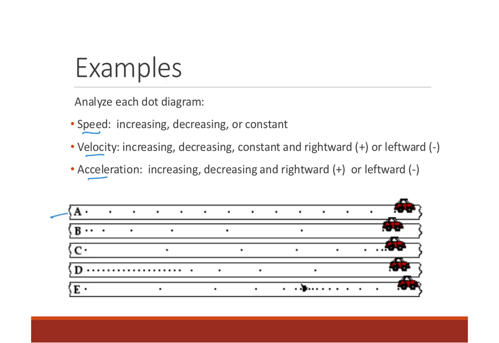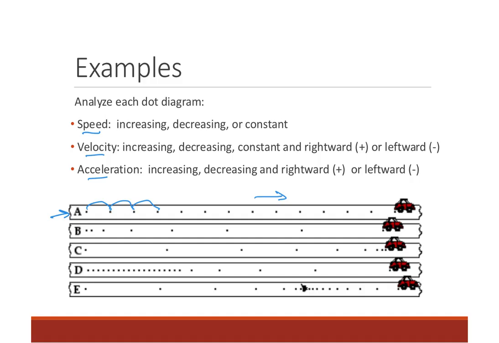So looking at our first one, at ticker tape A, you can see that the dots are pretty evenly spaced across here. So we can talk about the speed by saying it is a constant speed. It's not increasing, it's not decreasing, it's just holding. If the speed is constant, then velocity, which is just speed with a direction, is also constant. So we have constant velocity in the rightward direction or the positive direction. And then acceleration is how velocity is changing. In this case, since velocity is not changing at all, it's a constant velocity, our acceleration would be 0.